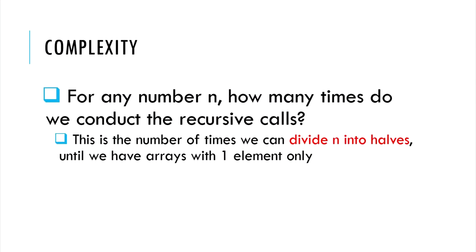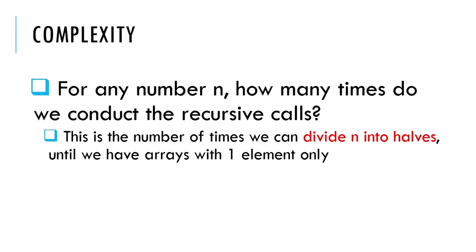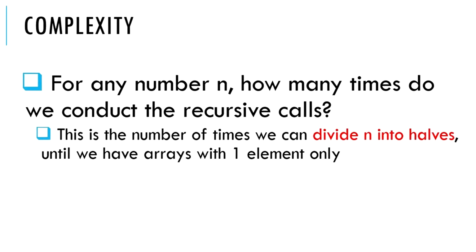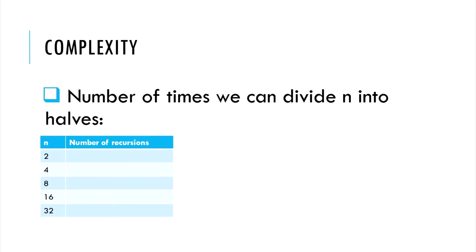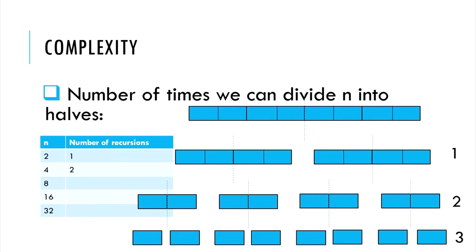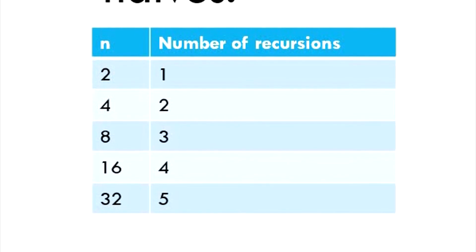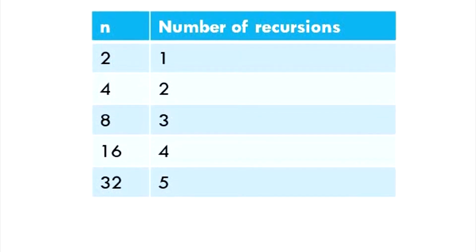For any number of elements, how many times do we conduct recursive calls? This is essentially the number of times that we can divide the number n into halves until n becomes 1. Let's look at some examples. How many times can we divide an array of size 2? 1 time. Array of size 4? 2 times. Array of size 8? Well, 3 times. Half of 8 is 4, half of 4 is 2, and half of 2 is 1. Similarly, we can divide an array of size 16 4 times, array of size 32 5 times, and so on.